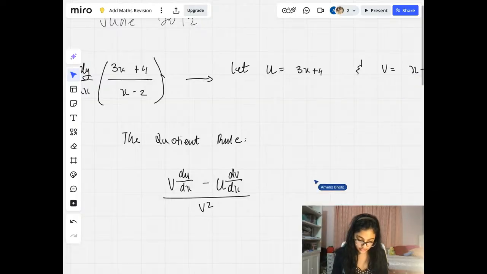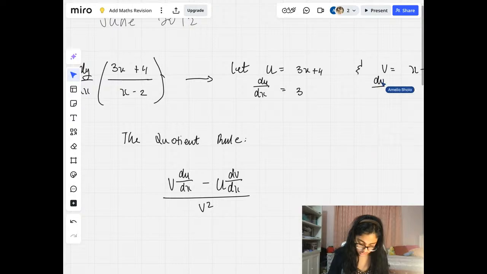Now I'm going to differentiate each of these terms. So this is du dx, and this is just 3. Now I'm differentiating dv dx, and x minus 2 is really 1x minus 2. So then dv dx of this is just 1. I'm pretty sure. Yes. So now let's plug in all of these values. This value, this value, this value, and this value. Let's plug it in all here.